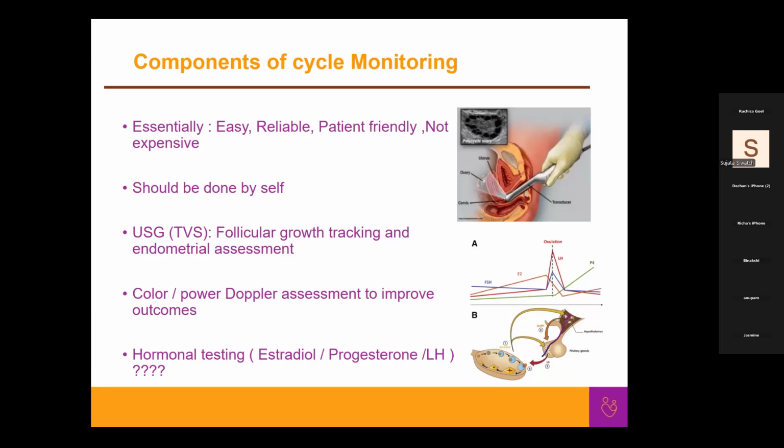Color Doppler or power Doppler is a very important tool. Its assessment improves the pregnancy outcome, so if it is possible, it should be incorporated into the cycle monitoring. Then comes hormonal testing, which is still not very commonly done, and it is not done for each and every patient. It is to be done only in specific cases where it is actually required.